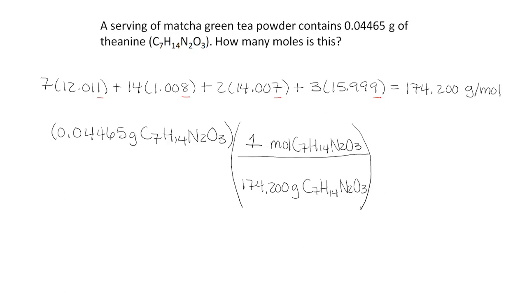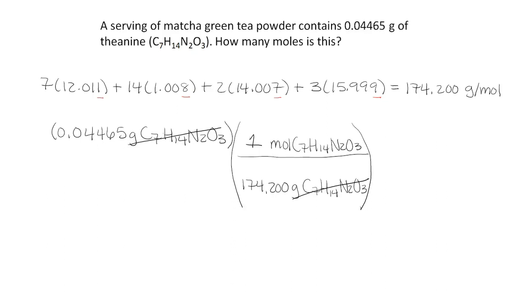Remember that molar mass is how many grams are in 1 mole. So one part of this conversion factor will always be 1 mole. There will never be any other value with the unit mole when we're using molar mass. We can then cancel grams of theanine, and we're left with units of moles of theanine.